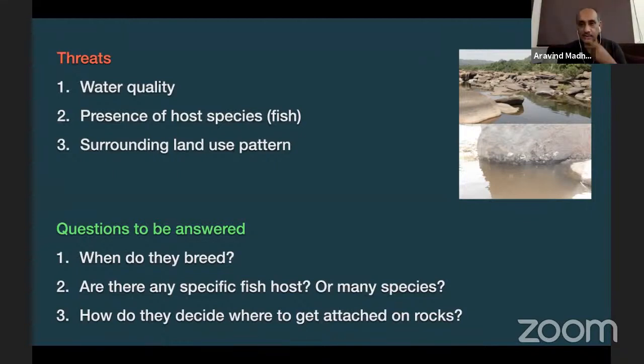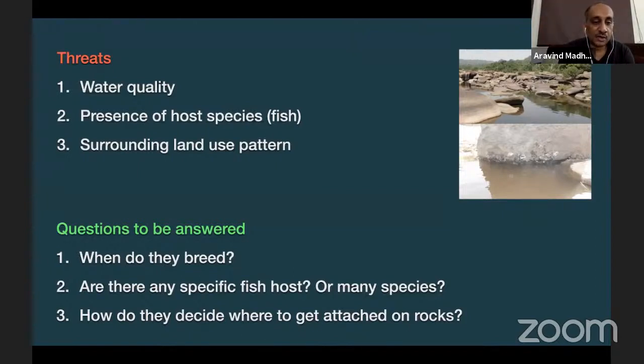We have been studying this group for the last decade, but still we have several questions we are trying to answer. When do they breed? Nobody knows when they breed. We suspect they breed during summer, because most of the rivers during monsoon will be overflowing. The animal probably adapted to breed during summer, given the torrential nature of our rivers. And how many fish species do they parasitize? Is there one very specific fish, or are there multiple? We don't know. We are trying to understand these questions.